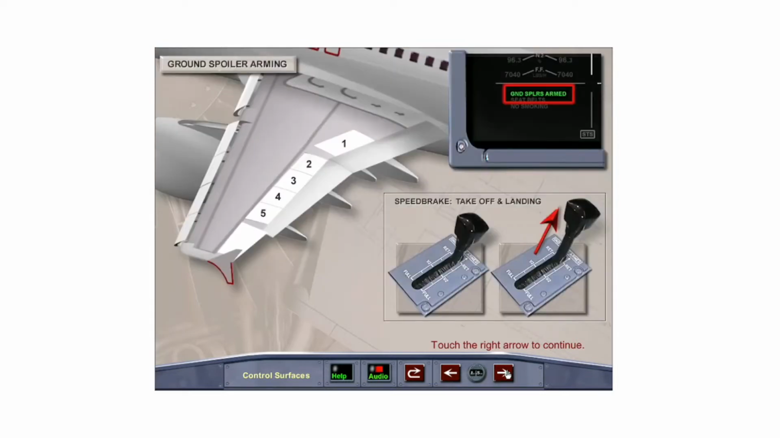All 5 spoiler panels act as ground spoilers. They are armed for takeoff and landing by raising the speed brake lever straight up into the armed position. The message GROUND SPOILERS ARMED appears on the upper ECAM.